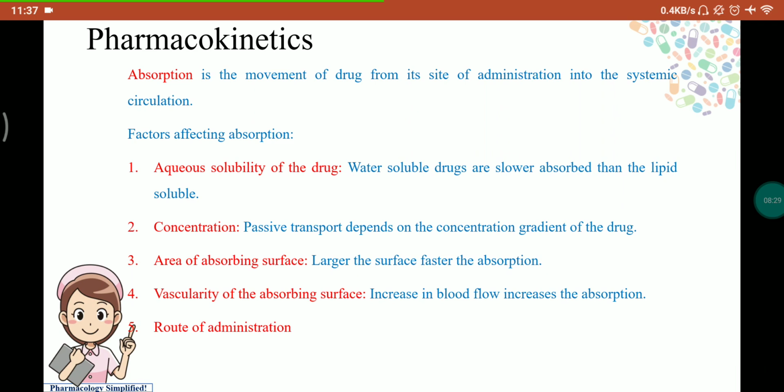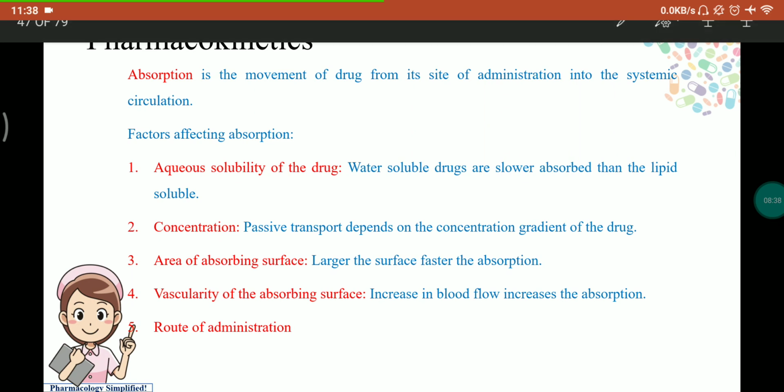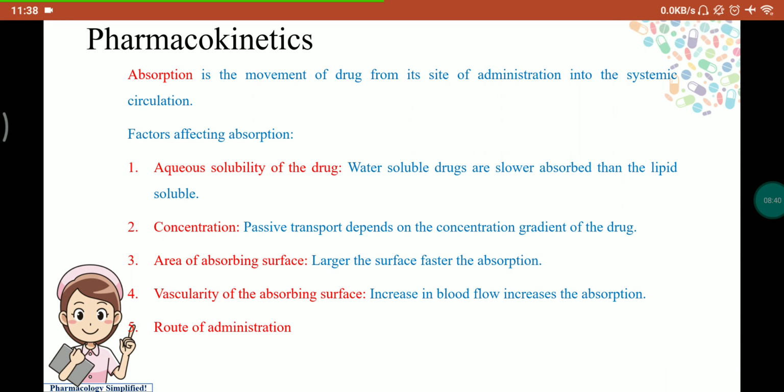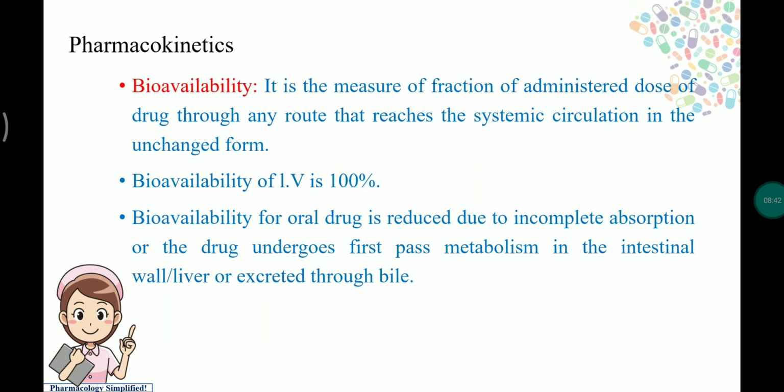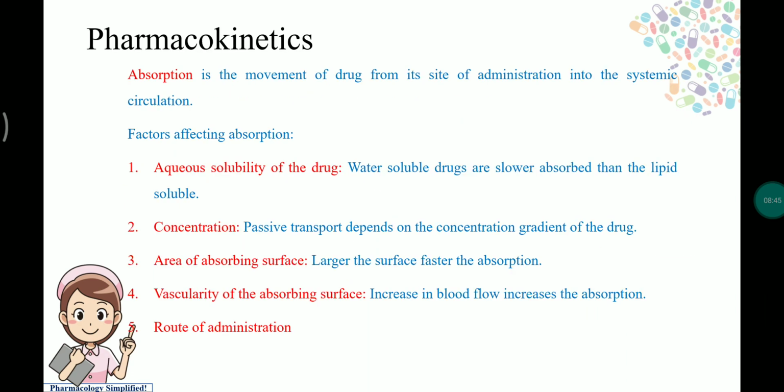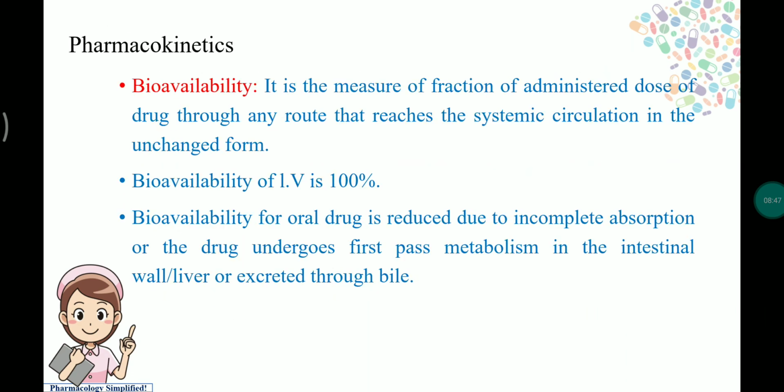And next one is route of administration. Based on the route of administration, the absorption also differs. Next one is bioavailability. Bioavailability is the measure of fraction of administered drug dose through any route that reaches the systemic circulation in unchanged form.